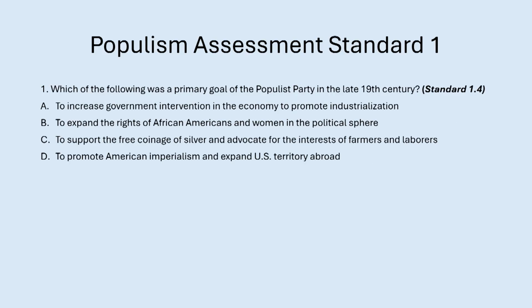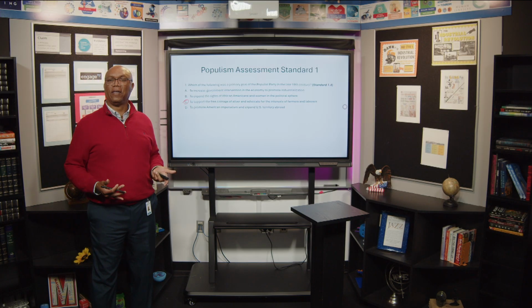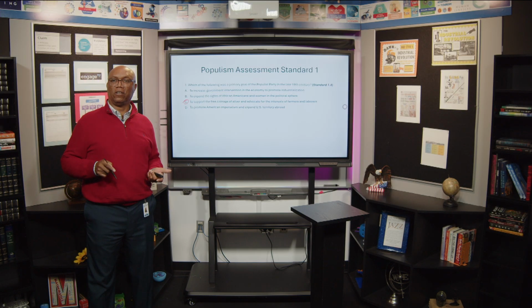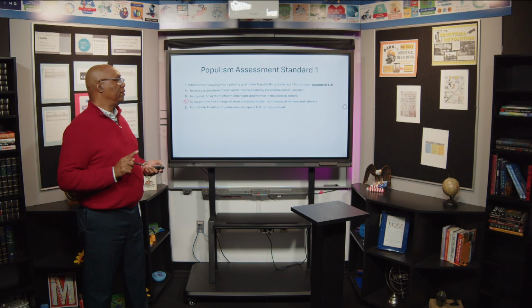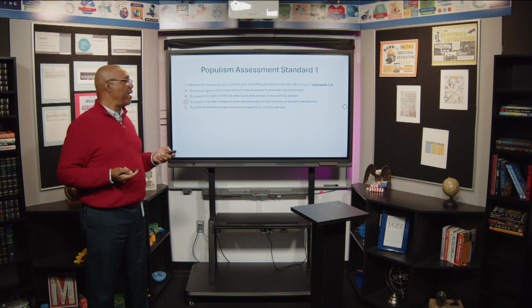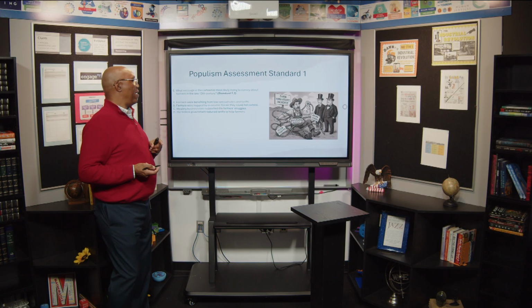Populism Assessment Standard 1. Which of the following was the primary goal of the Populist Party in the 19th century? To increase government intervention in the economy, to promote industrialization, to expand the rights of African Americans and women in the political sphere, to support free coinage of silver and advocate for the interests of farmers and laborers, to promote general American imperialism. Once again, these aren't hard questions. They're not hard questions because you've done what you're supposed to do and got a very good understanding of what the facts are.